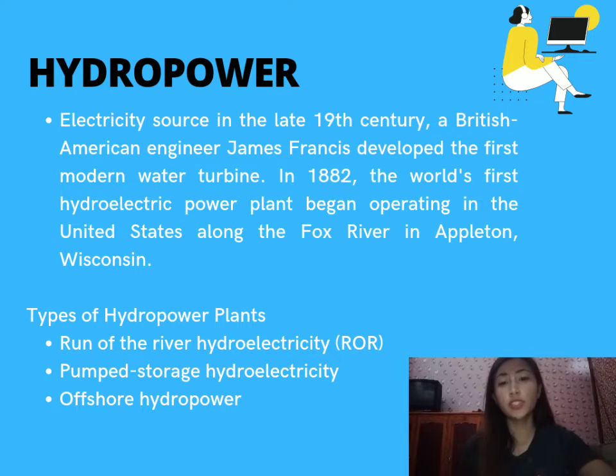Hydropower, electricity source in the late 19th century. A British-American engineer, James Francis, developed the first modern water turbine in 1882. The world's first hydroelectric power plants began operating in the United States along the Fox River in Appleton, Wisconsin. Types of hydropower plants. Hydropower is power derived from the power of moving water, which is widely used to produce electricity along with other useful purposes.